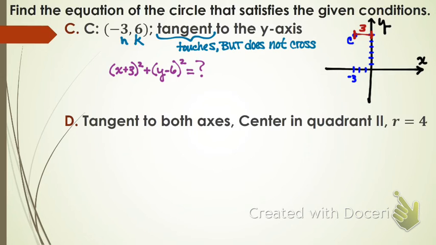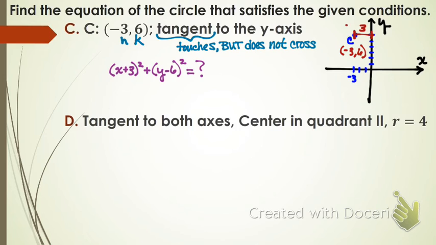How did you know that? How did you know it was going to be 3 units? H is -3. And so to get from there until I'm just touching the y-axis, I would have to move 3 units to the left, or 3 units to the right.